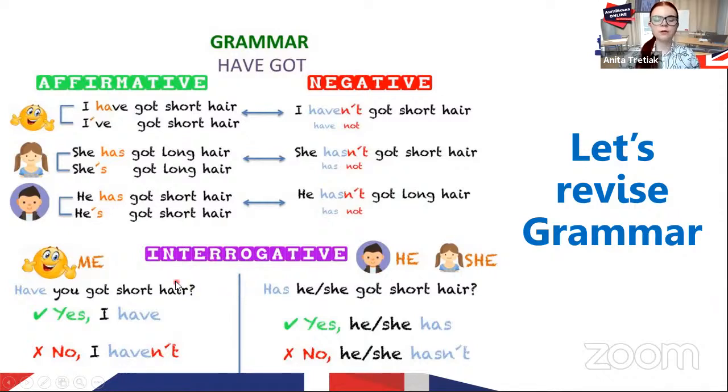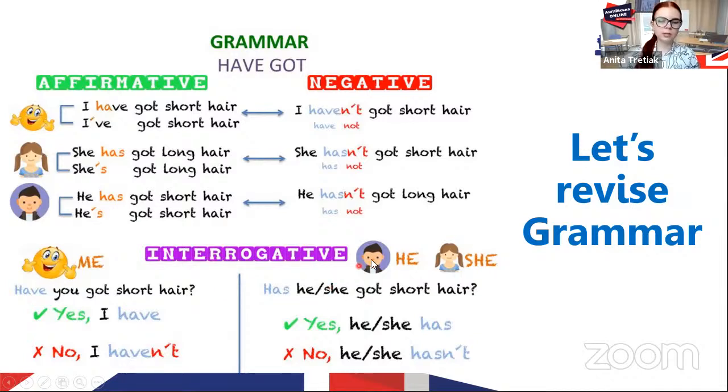Then, interrogative or question form. It's when you want to ask somebody about something. So, for example, I cannot see you now, but you can see me, yeah? And I want to check some information about you. I can ask you, have you got short hair? I'm asking you, have you got short hair? Then I put the word have at the first place. Have, and then you got short hair. Have you got short hair?